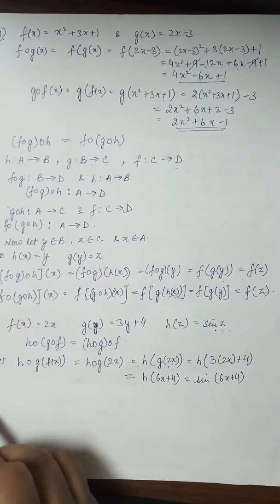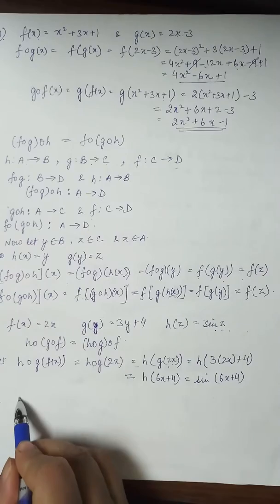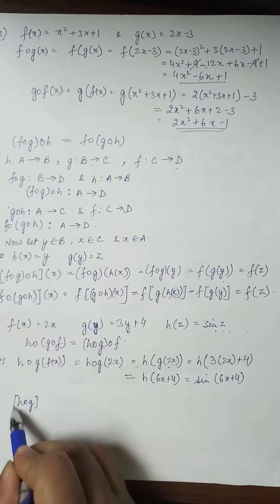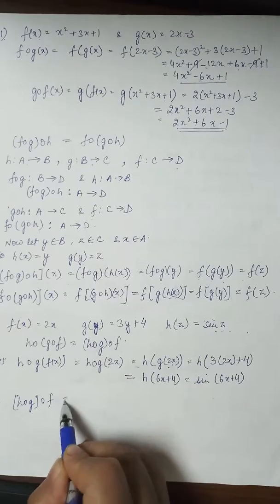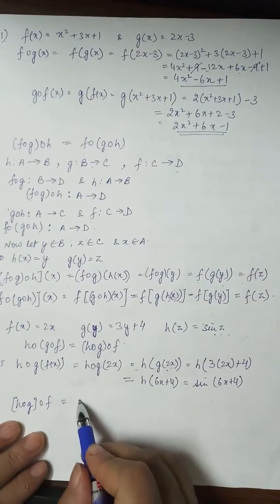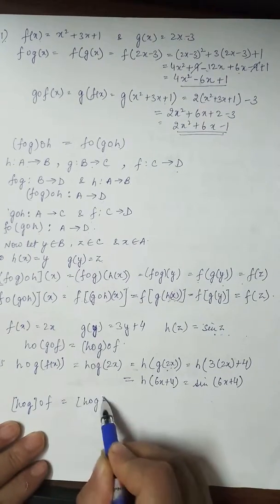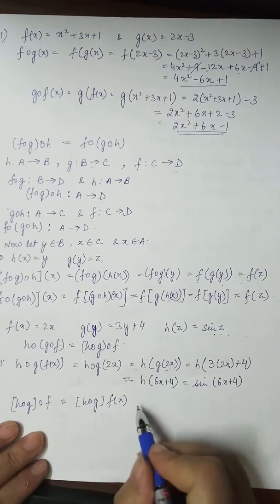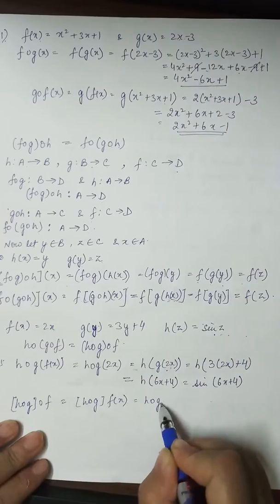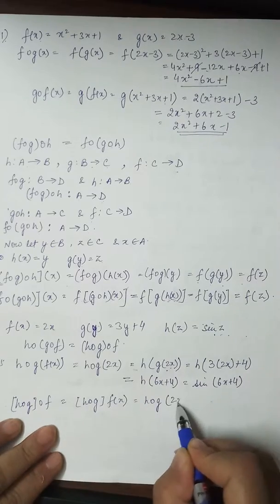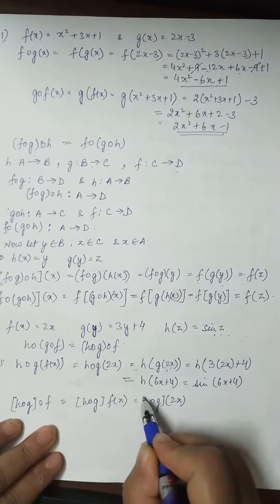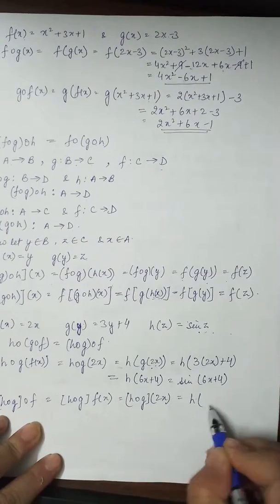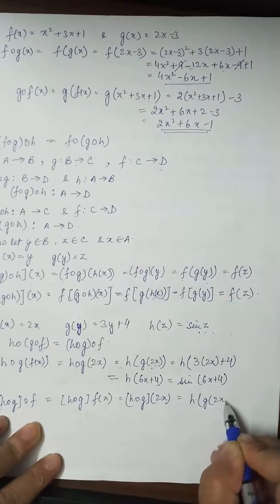Now RHS, h of g of f x. Okay, this can be written as h of g of f x. So what is f x? 2x.